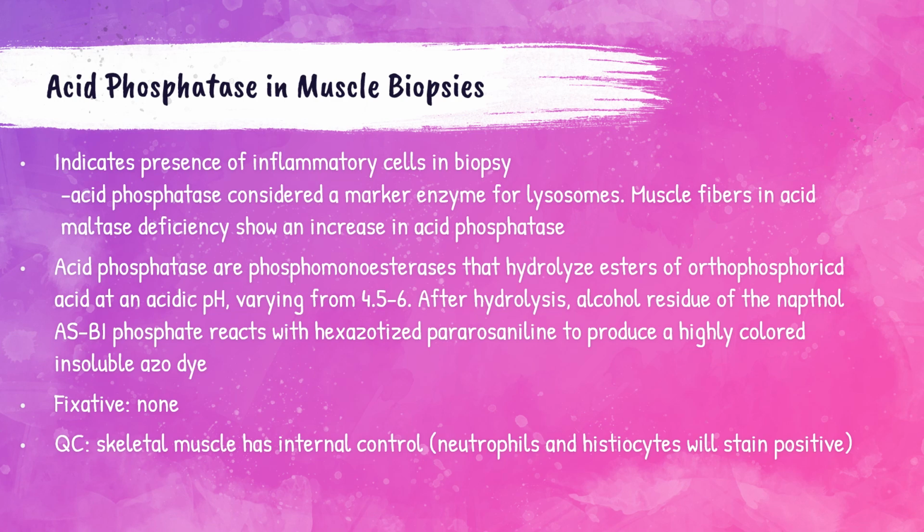Acid phosphatases are phosphomonoesterases that hydrolyze esters of orthophosphoric acid at an acidic pH. After that hydrolysis, the alcohol residue of the naphthyl ASBI phosphate is reacted with hexazotized pararosaniline that produces a highly colored insoluble azo dye. No fixative is used for this technique, and skeletal muscle has an internal control, so neutrophils and histiocytes will stain positively with this stain method.